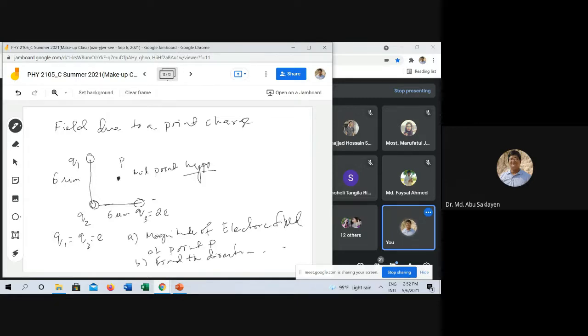Tell me how many E you will get. And what is the direction of E1? Sir, we will not do it with respect to the point, sir, the directions. Yes, with respect to P, of course. Sir, Q2 to P and Q1 to P. So these two are opposite. For Q1, what will be the direction of E?